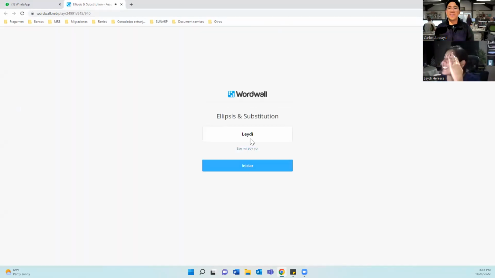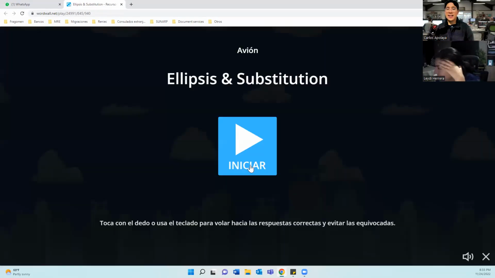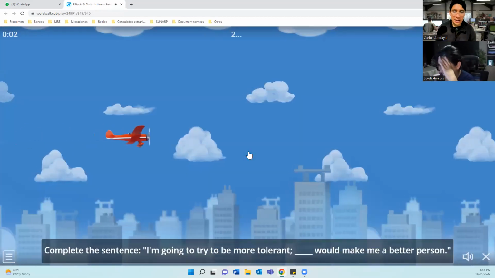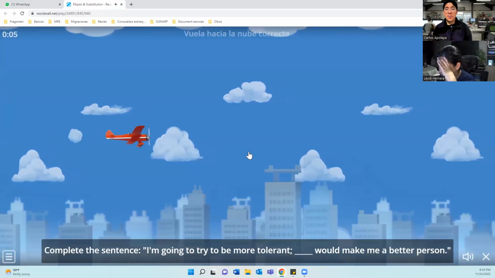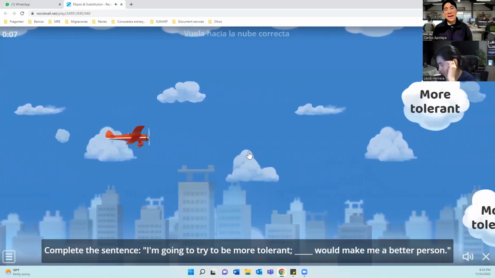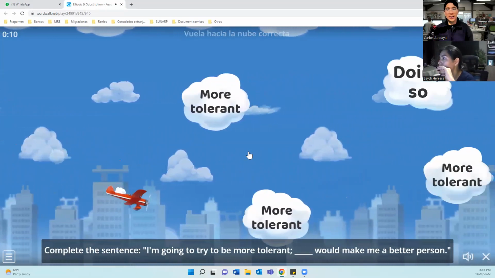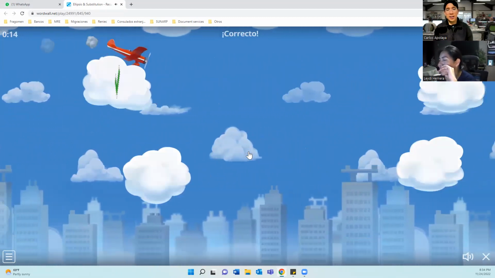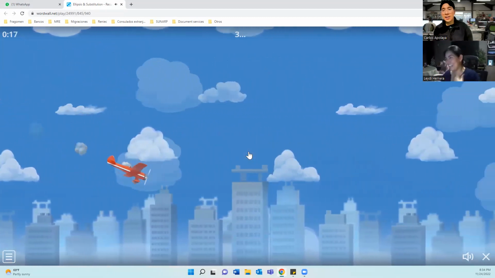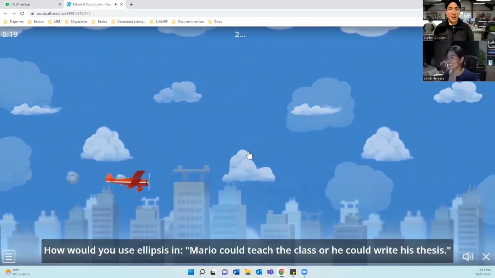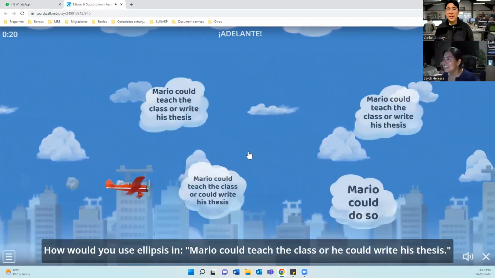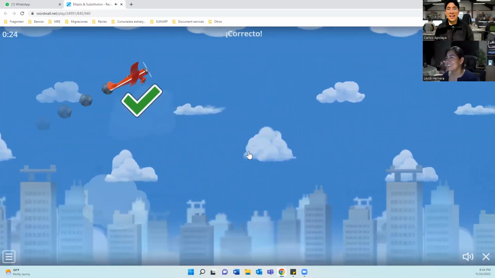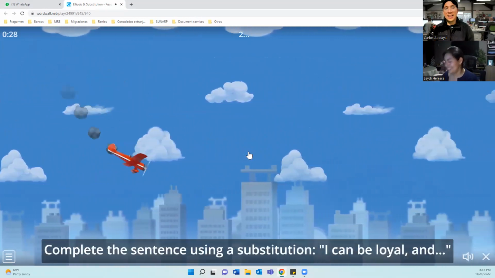Estoy terrible para esa clase de juegos, no puede ser. Empecemos de nuevo, don't worry. It says, "I'm going to try to be more tolerant, and doing so would make me a better person." Like more tolerant, doing so, which is incorrect. Doing so. La respuesta es "doing so." "Mario could teach the class, or he could write his thesis." Oh my God. That one.